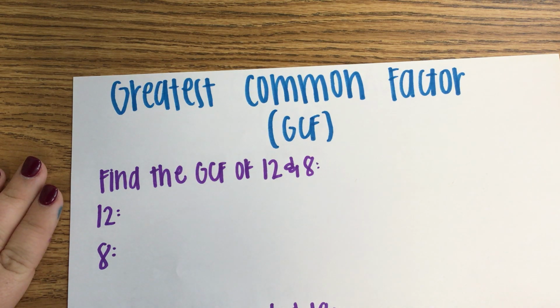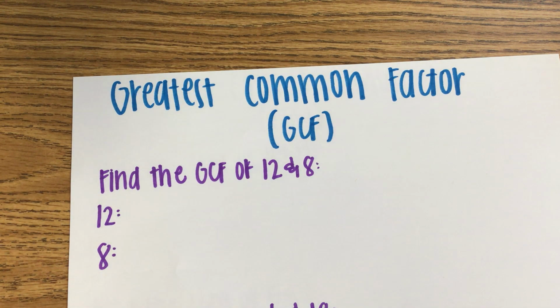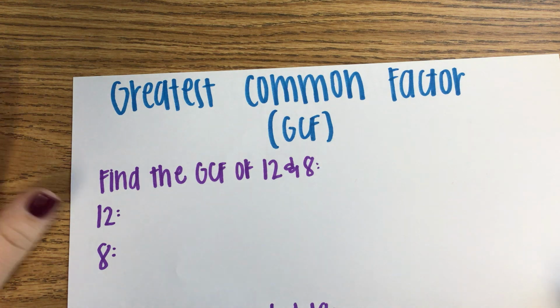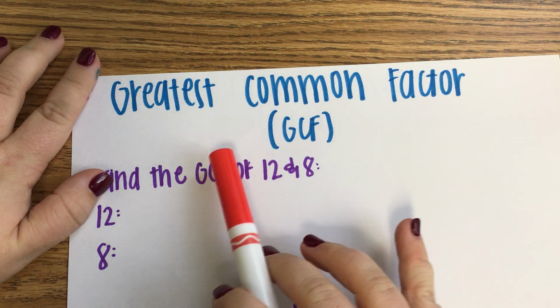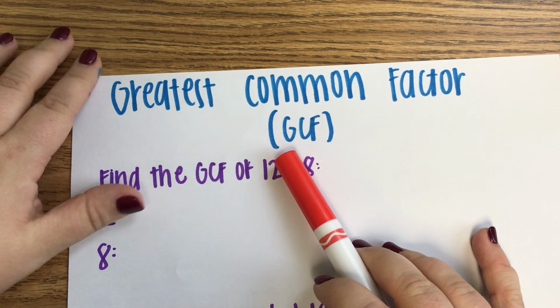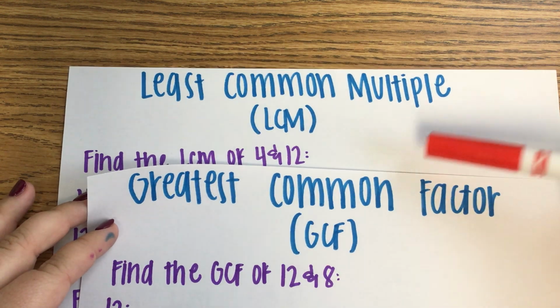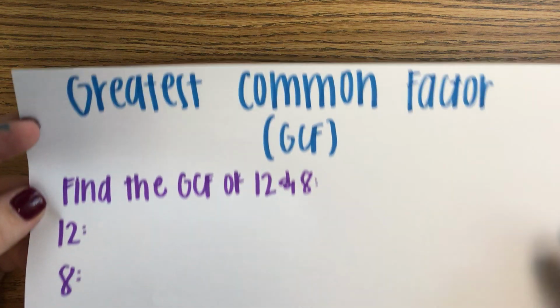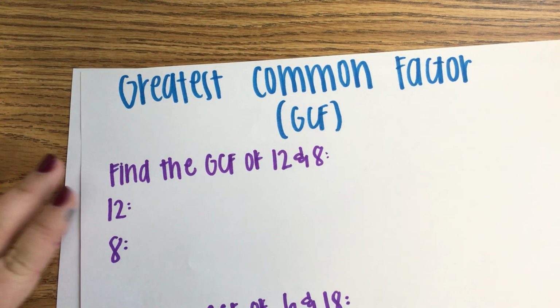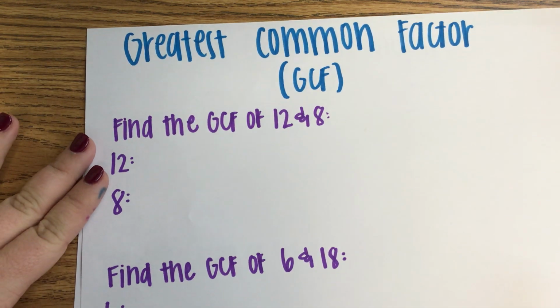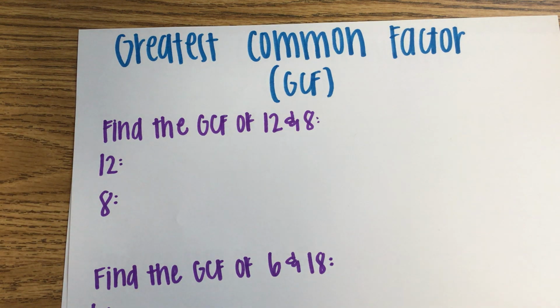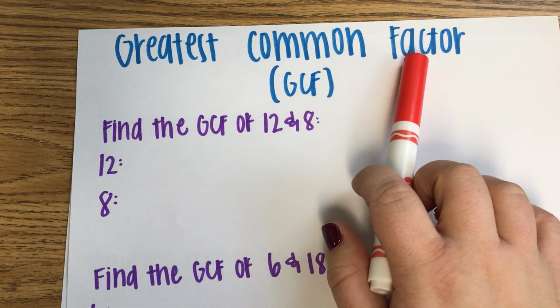Hi, sixth graders. This is Miss Allender, and today we're going to be talking about two things that may look familiar. The first one is greatest common factor, or the GCF, and the other one is the least common multiple, or the LCM. We visited this at the beginning of the year, but now we're going to dive a little bit deeper into it. So, our first thing, finding the greatest common factor.